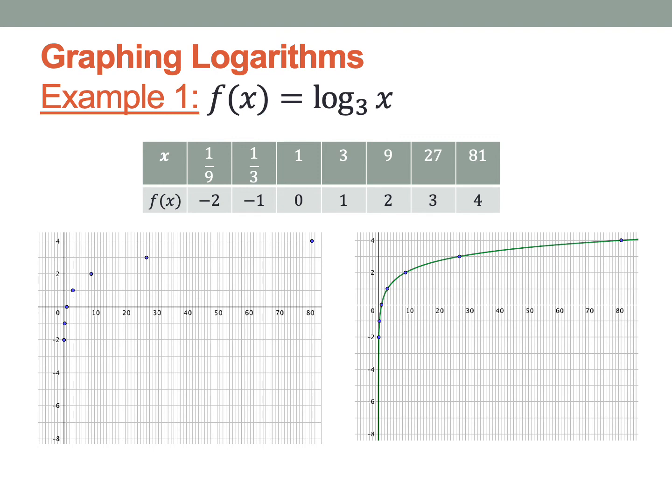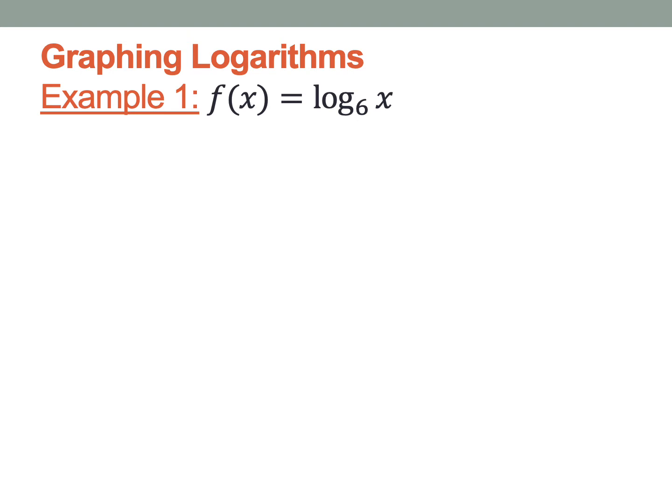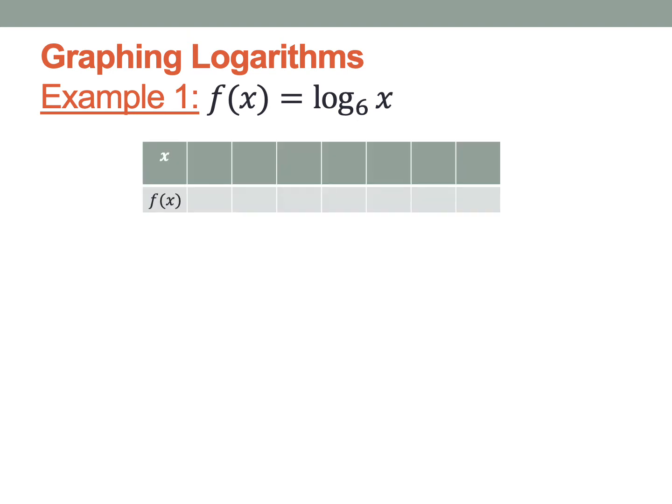Okay, let's look at a different function: log base 6 of x. Now that you know the pattern, the point (1, 0) will be on every graph, because any base to the 0th power will always be 1. And then what I like to do is fill in the right side of 1 with powers of the base, and the left side with the reciprocals of the powers. So for example, these are the powers of the base: 6 to the 1 is 6, 6 squared is 36, 6 cubed is 216, and 6 to the 4th is 1296.